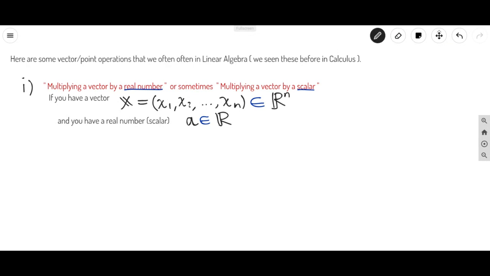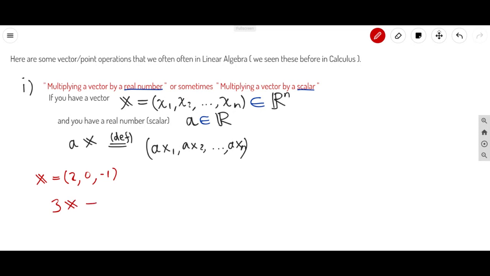So you can do a multiplied by x. And this is by definition how you define this product: you simply multiply all of the coordinates by a. So you just have ax1, ax2, and so on. You basically distribute the a on each coordinate. So for example, if x is the vector (2, 0, -1), and you multiply it by, let's suppose, 3, then 3x would just be the vector (6, 0, -3). That's all that's saying. You distribute this 3 on each piece.